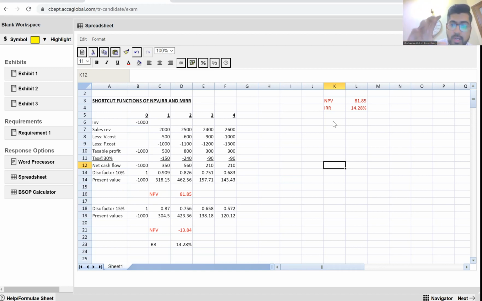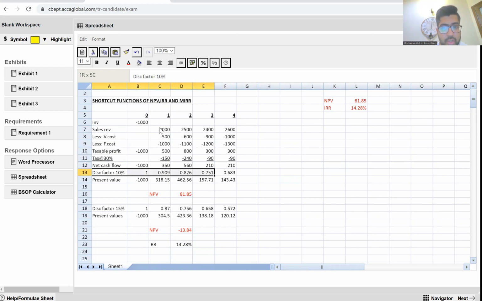So what should you do now? Now, if in today's exam, you're asked to find NPV and IRR, you need to use the functions. You don't need to do such a long detail. Okay, how? You will write investment 1,000. You will write the revenue 2,000, 2,500, 2,400, 2,600. You will deduct the variable cost. You will deduct all fixed costs. You will get taxable profit, then tax, then any scrap value and everything, and you get net cash flow.